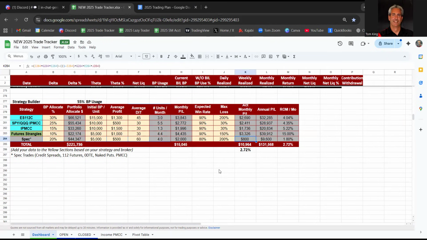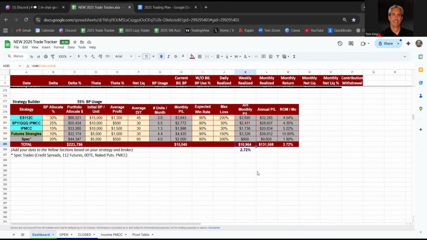I'm only expecting about an $800 return on these, which seems fairly low, but when you have an 80% win rate on these and a 200% expected loss, I'm going to out-generate this most of the time, and that's all I need. If I do this, I'm going to come out with about $10,000, almost $11,000 a month, which comes out to about 2.72%, which is perfectly in between my 2 to 3% goals that I have.